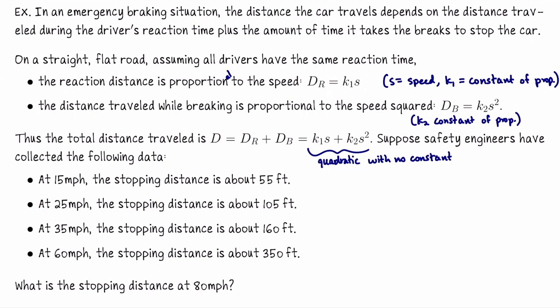Okay, suppose safety engineers have collected the following data. At 15 miles per hour, the stopping distance is about 55 feet. At 25 miles per hour, it's about 105 feet. At 35, it's 160. And at 60, it's 350. We're going to fit a quadratic with no constant to this data, and then we'll use it to predict the stopping distance when going 80 miles per hour.